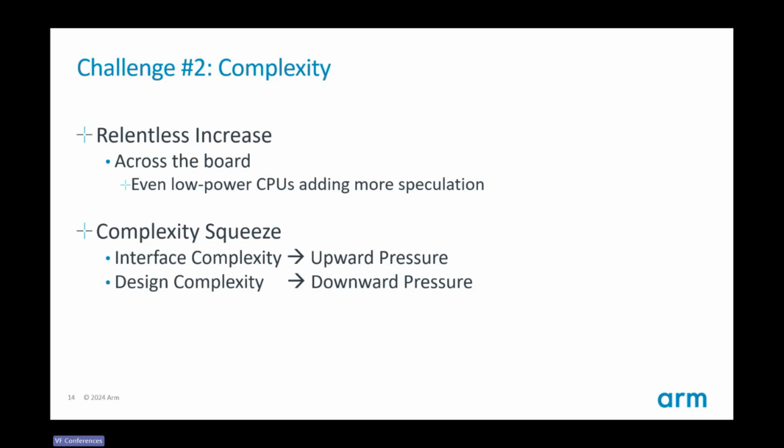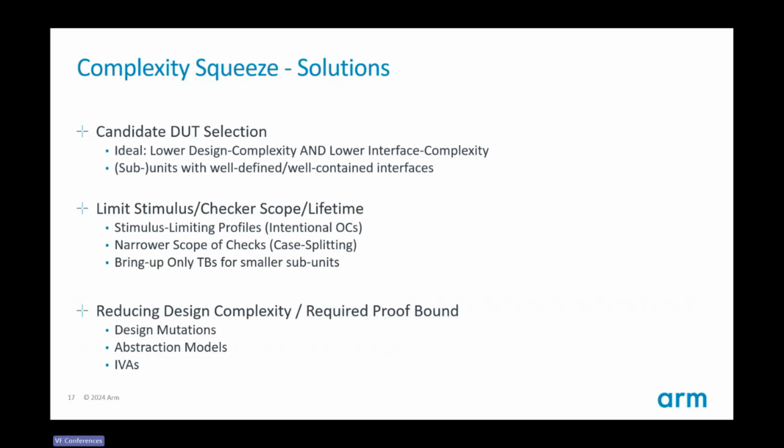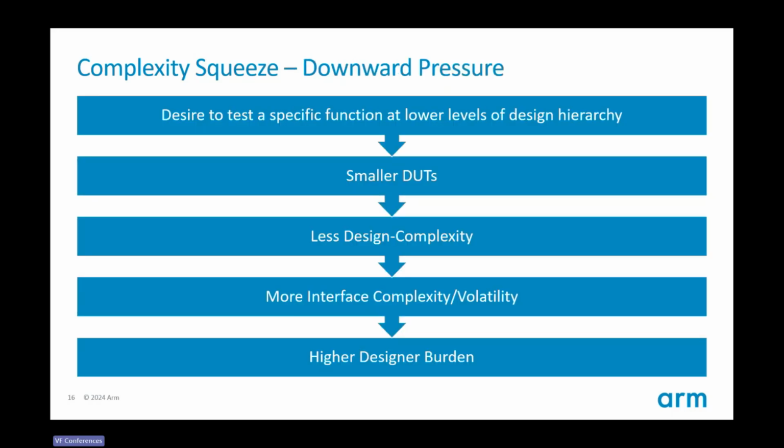They're related, but as you can see, the effect of this on formal test benches is slightly different. What I mean by that is, in some cases we want to test a complex feature at a higher level of design hierarchy, which usually means a bigger DUT, and which typically has less interface complexity, but obviously more design complexity and places a higher burden on the tool. And in the other case, you want to test something very small. The nice thing is you have a smaller DUT and the design is less complex.